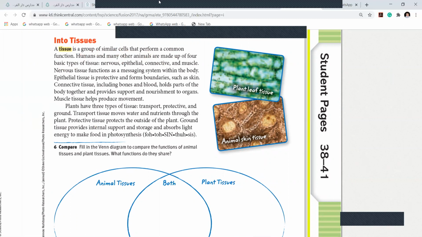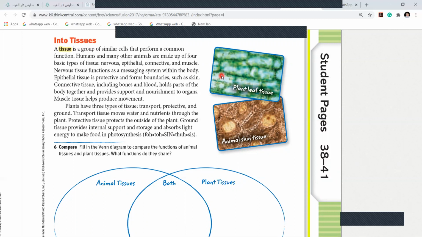You have plant tissue. Guys, do you remember I showed you the plant tissue last year? It looked purple under the microscope. We did it with the leaf, the blade of the leaf. I did not show you animal cell, but plant we did. Humans and many other animals are made up of four basic types of tissues.